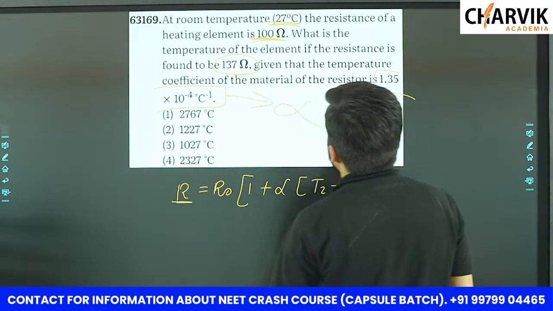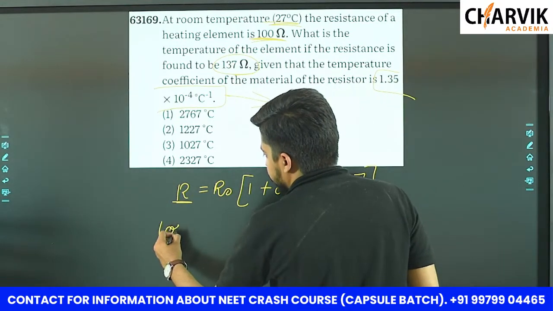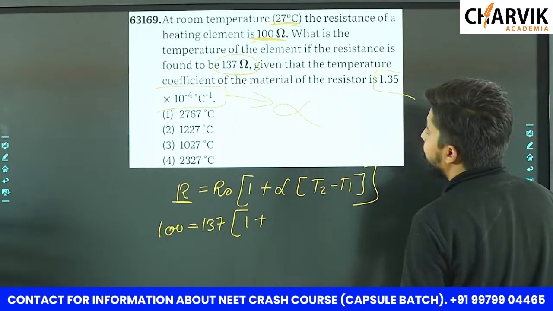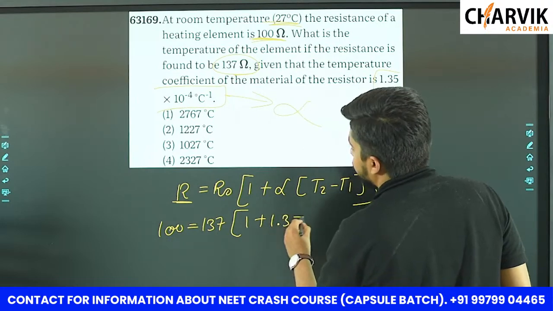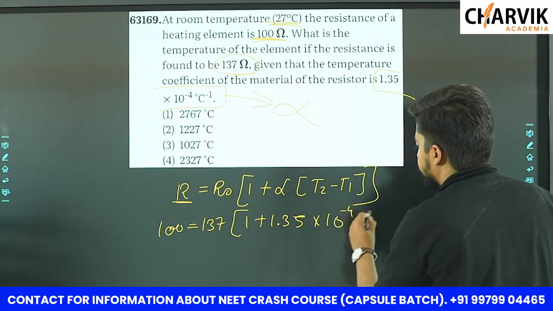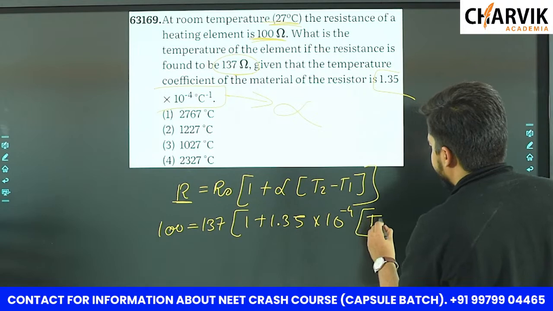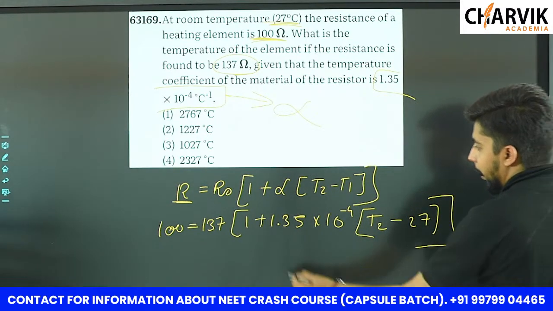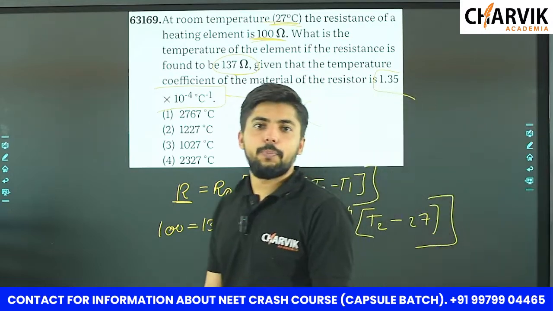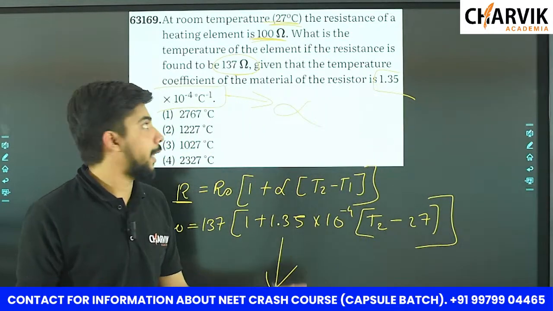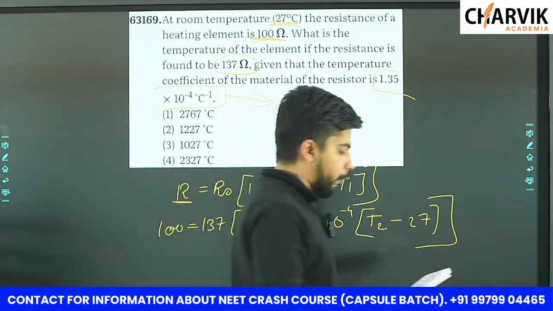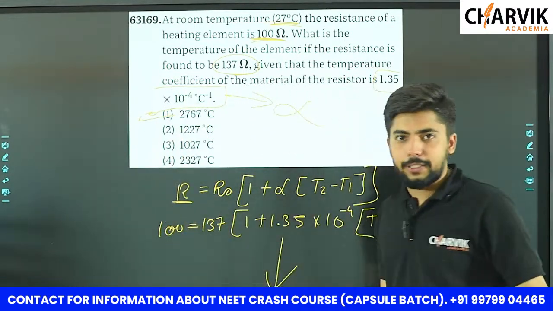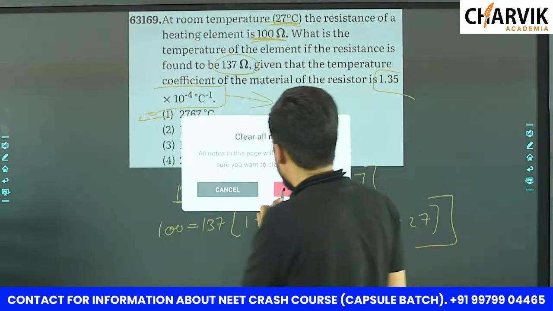What is the resistance after the change? It is 137, which is equal to the original resistance 100, into 1 plus the value of alpha, which is given as 1.35 into 10 raised to minus 4, into bracket T2, that is what we need to find, minus T1, which is 27 degree. Again, you have the equation. I have placed the values. Just use your calculator and get the answer for this, and you will get the answer 2767 degrees Celsius in this question. Okay, so let us move to the next question.